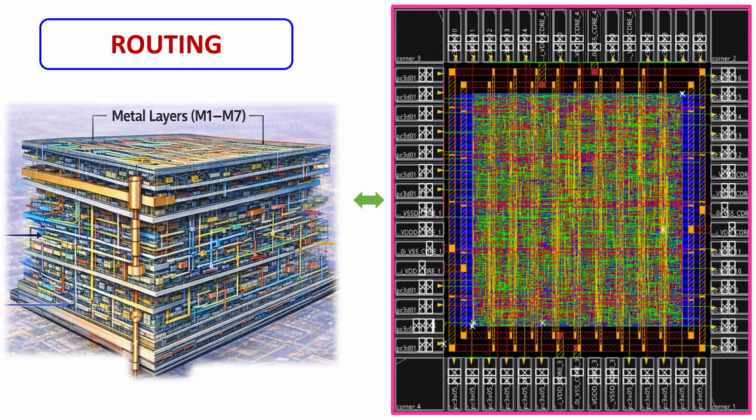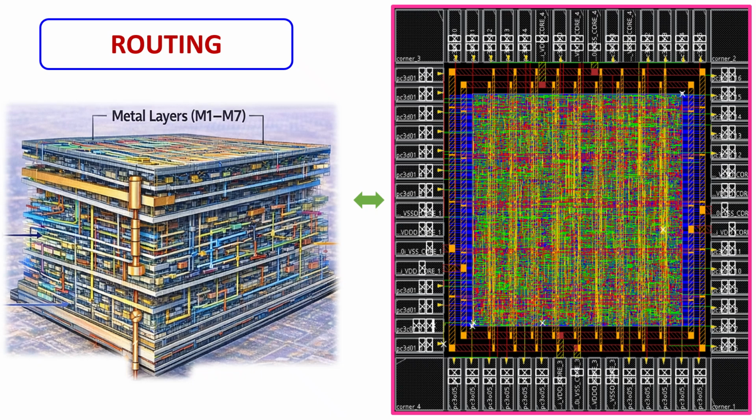And next one is design rules in routing. Routing must follow minimum spacing, minimum width, via rules and metal density rules. If this is not followed properly, DRC errors occur and manufacturing failure occurs. Routing must be clean and rule compliant.